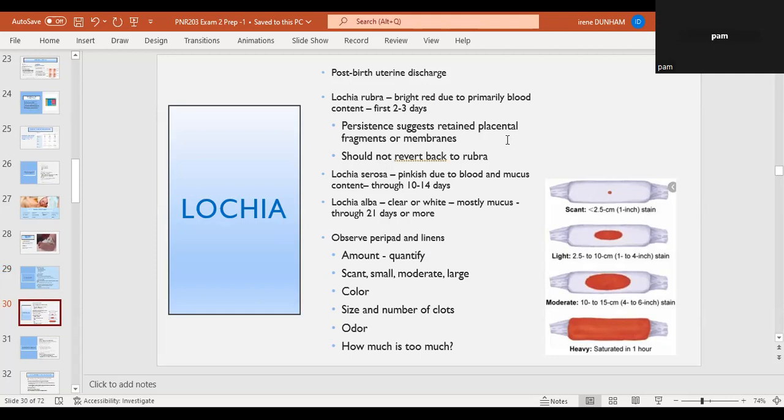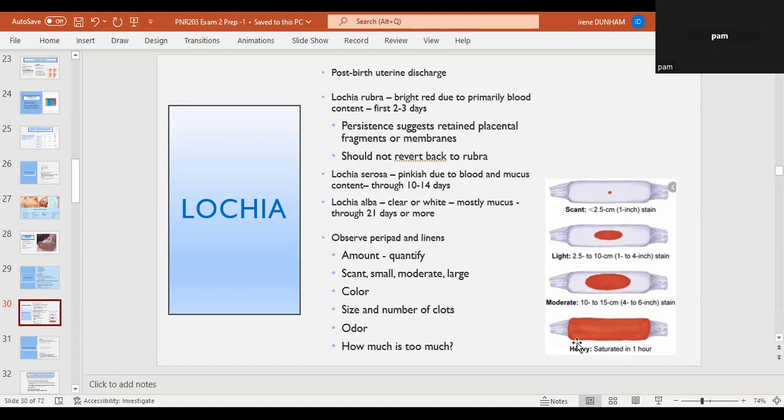Now, when you give a report to a physician, like the SBAR report, you can say she has a small amount of bleeding. They always want you to quantify. So if she has, say, a moderate amount of bleeding, that's like 10 to 15 centimeters. So that's what I would say: she has 12 centimeters, doc, on the pad. Then he knows that is anywhere between 4 to 6 inches of stain on that pad. Now that's pretty significant. Now, if I have a heavy, I say, well, doctor, she has now saturated the complete pad in an hour. That's not good. Okay, so he needs to be coming in.